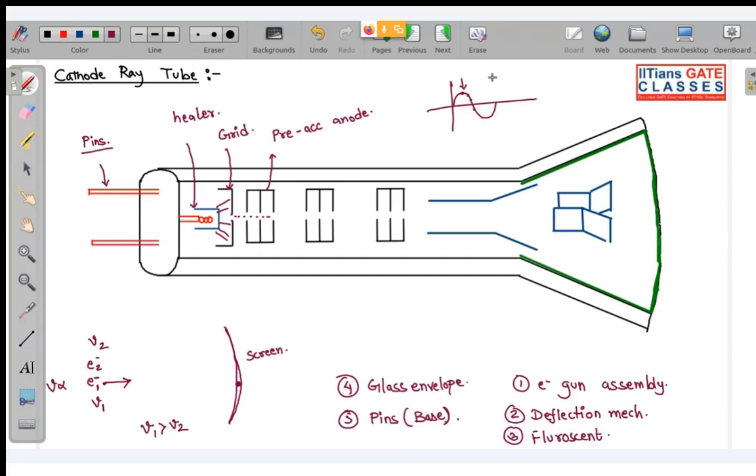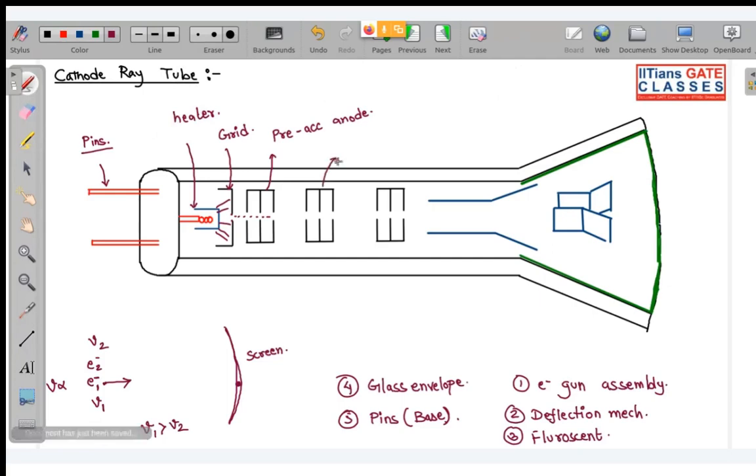So you want a constant beam of electrons which has the same velocity hitting the screen. That is why this pre-accelerating anode is required. It accelerates all these electron beams flowing from this grid. So its main purpose is to accelerate the electrons which are going to hit the screen. Tell me, is it clear? Yes, sir. Nitish, any doubt? Okay. Next, what we have?